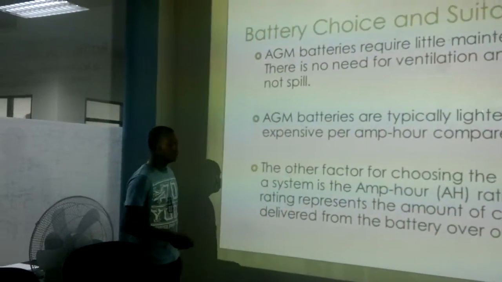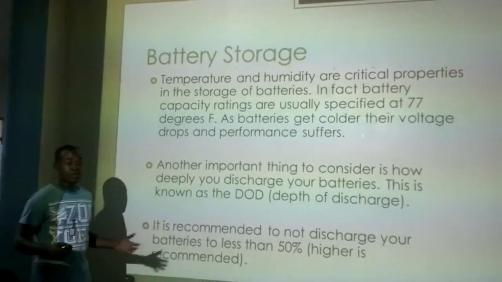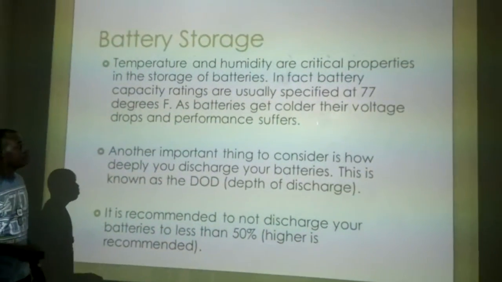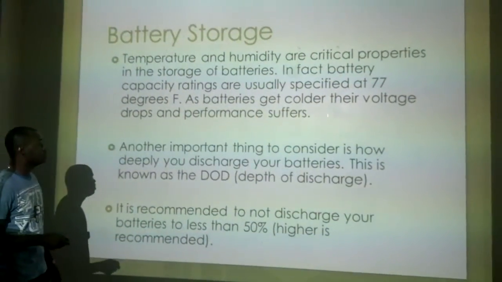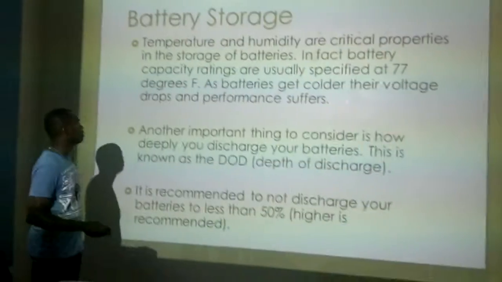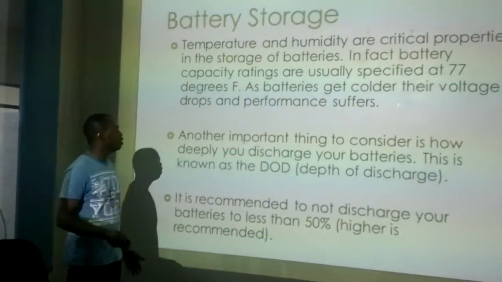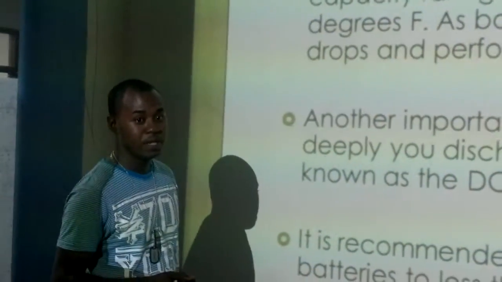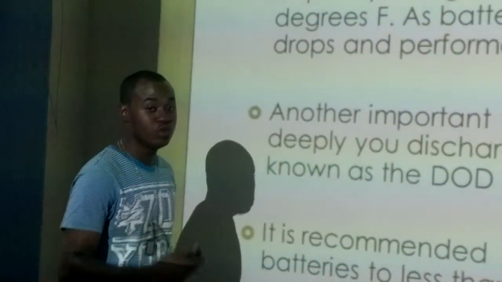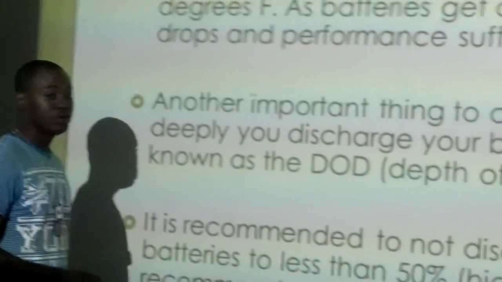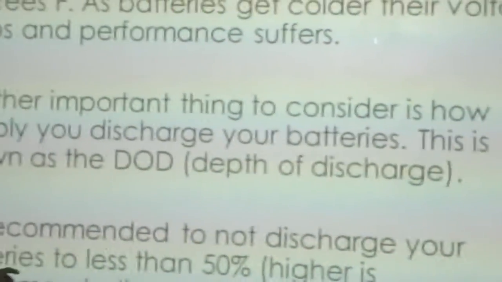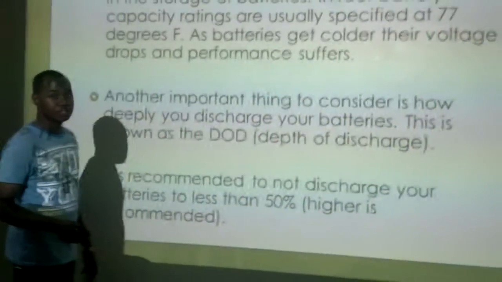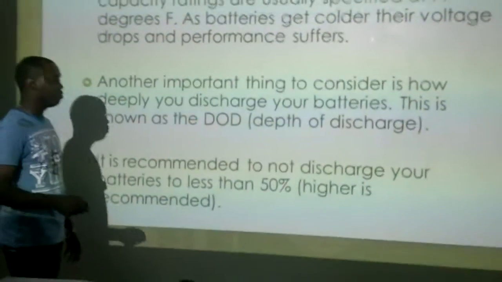The temperature and humidity are another important factor in choosing your batteries. They are critical in storage of batteries. In fact, battery capacity ratings are usually specified at about 77 degrees Fahrenheit. As batteries get colder, their voltage drops and performance reduces. Another important consideration is how deeply you discharge your battery once you switch over to your inverter to supply the household. By specification, your depth of discharge should not go below 50%. A value lower than that will derate the battery and reduce its ability to deliver current over a period of time.